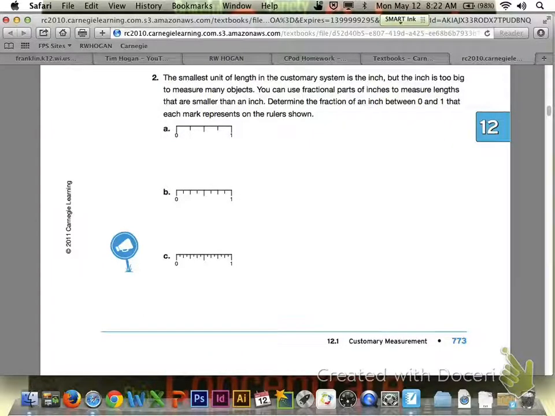Let's move down to number 2. It says the smallest unit of length in the customary system is the inch, but the inch is too big to measure many objects. You can use fractional parts of inches to measure lengths that are smaller than an inch. Determine the fraction of an inch between 0 and 1 that each mark represents on the ruler shown. So go ahead and do A, B, and C with your group members, a nice review on how to use a ruler for measuring.